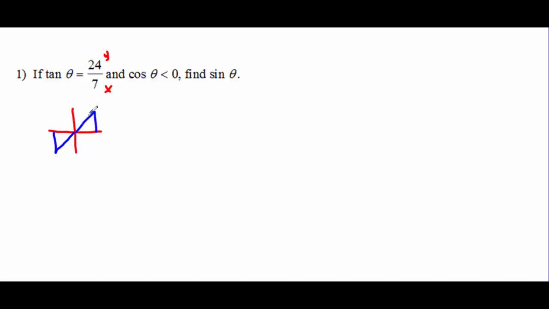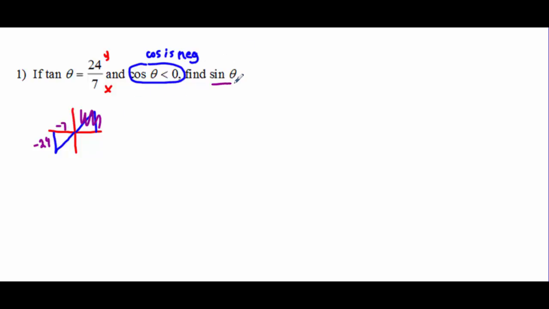And so the way we figure out which of these two triangles it is is this second piece of information. Cosine theta is less than 0 means that cosine is negative. And if cosine is negative, we have to think about what that goes with, x or y. So cosine goes with our x because it's our left and our right, which is our adjacent side. So that means that it's not this one that's in the first quadrant, it's the one over here in the third quadrant. So my y value is negative 24, and my x value is negative 7.